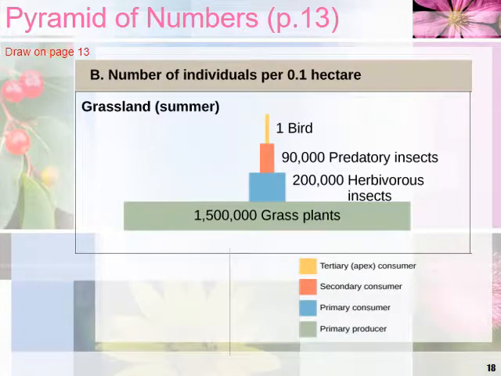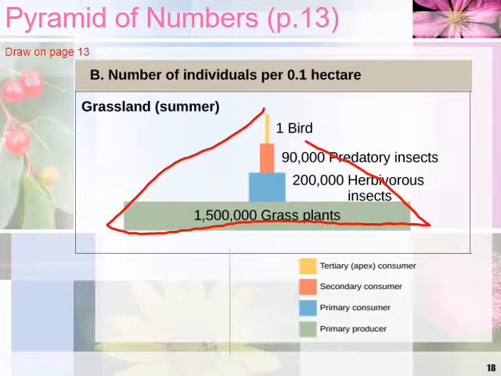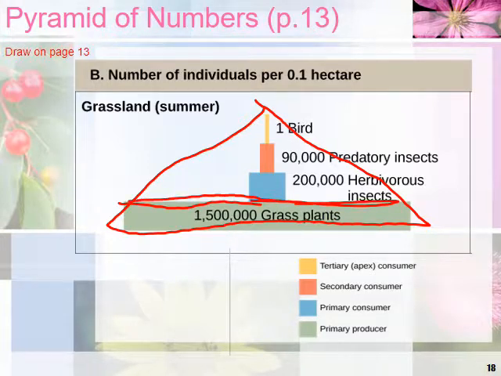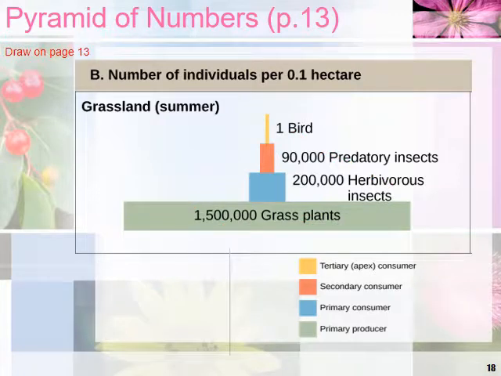So here would be an example of a pyramid of numbers. A pyramid of numbers basically maps out this same idea that we'll see as we go through this section. We use the word pyramid because it ends up looking very similar to a pyramid, where the producers make up the largest part. They are the base that everything is going to be based on, right? And then from there, we have our primary consumers, then our secondary consumers, and then our tertiary consumers. And there's a significant drop in numbers, going from 1.5 million grass plants to 200,000 birds that are herbivores, to 90,000 insects that are predatory, to a single bird.